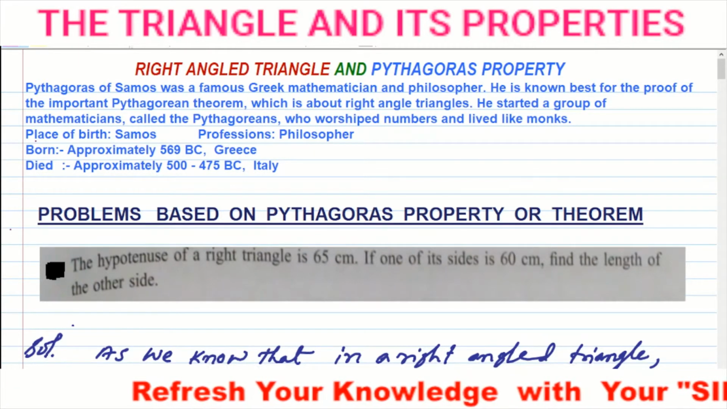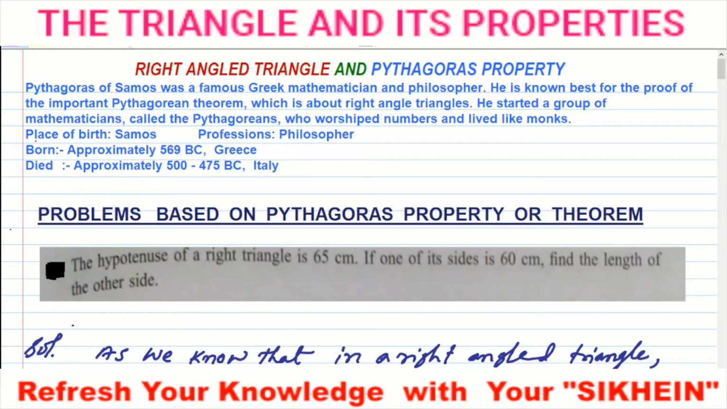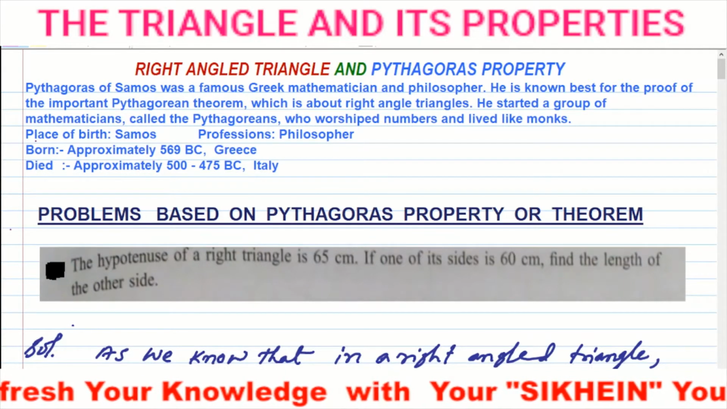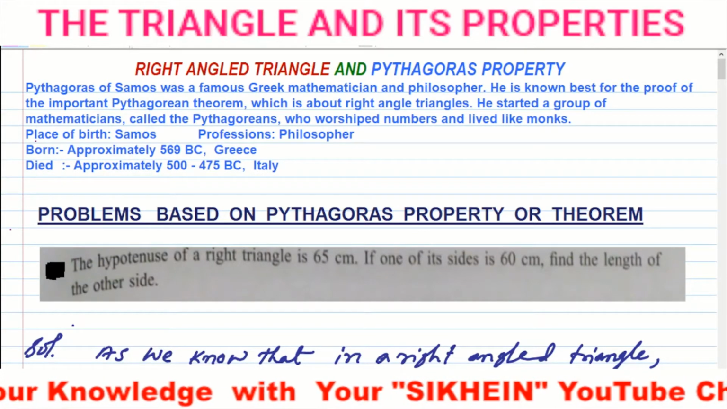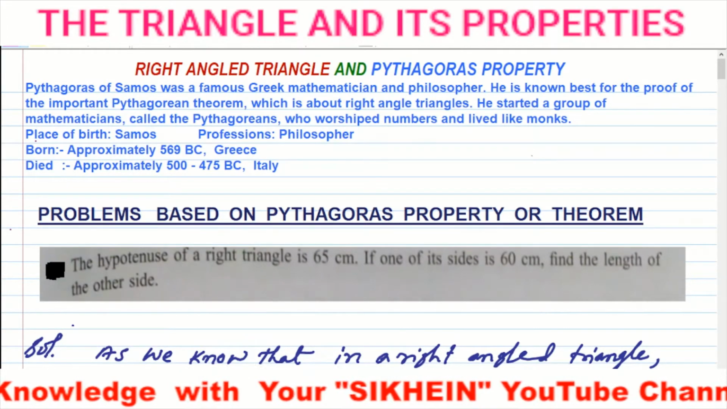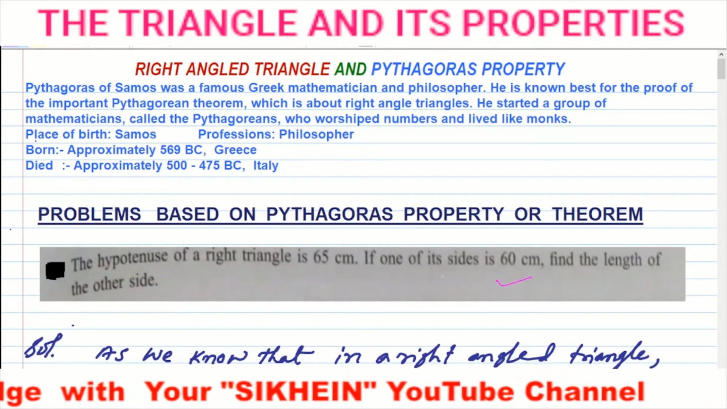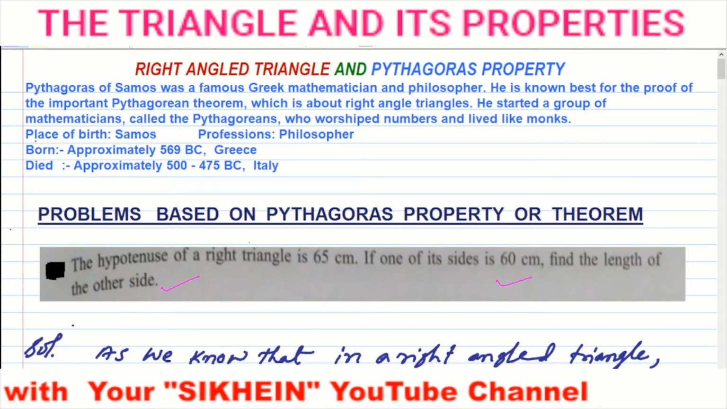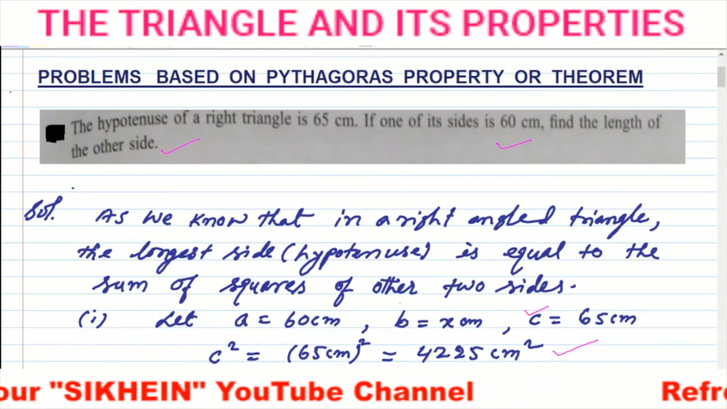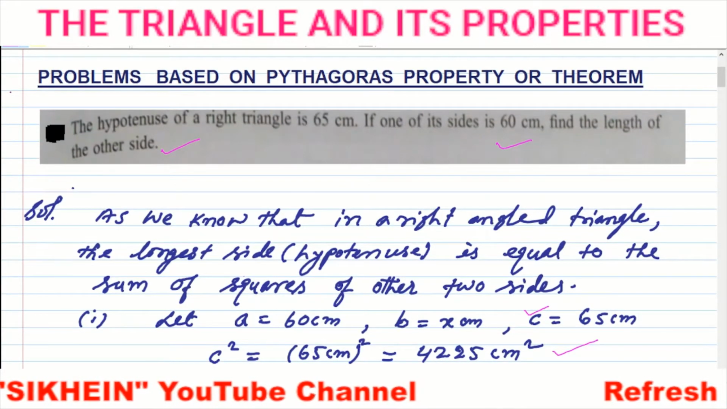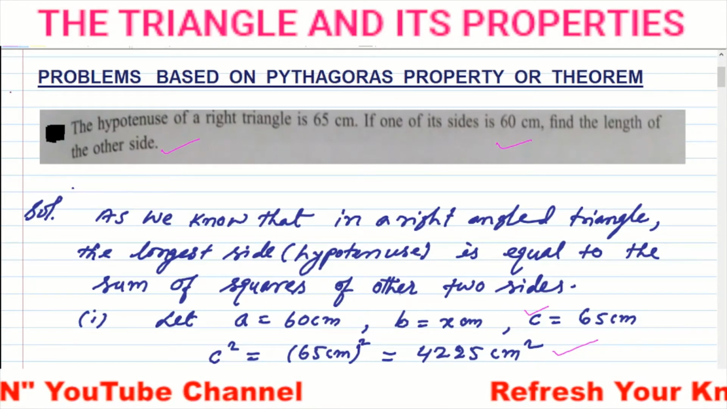Now, let's get started. Problems based on Pythagoras property or theorem. First question I have taken: the hypotenuse of a right triangle is 65 centimeter. If one of its sides is 60 centimeter, find the length of the other side. Dear learners, as we know that in a right angle triangle, the square of the longest side, the hypotenuse, is equal to the sum of squares of the other two sides.